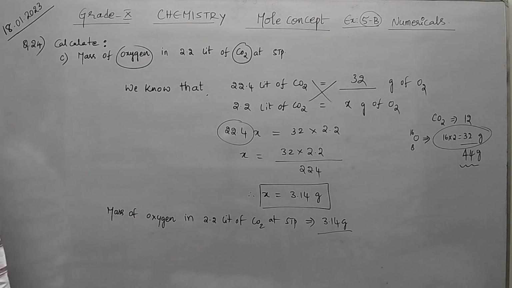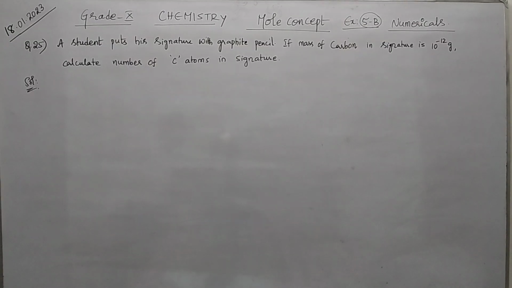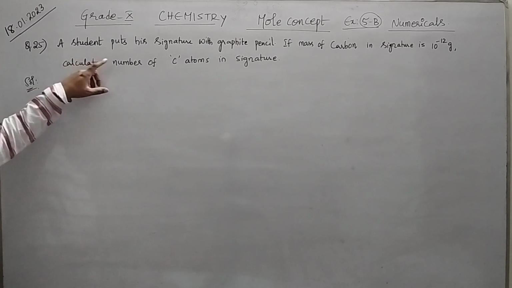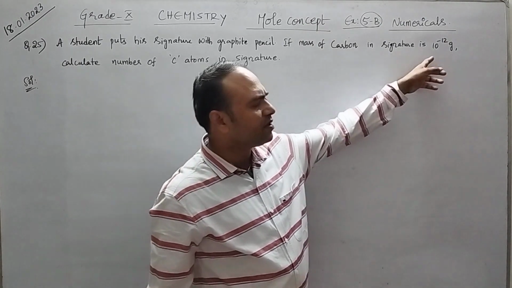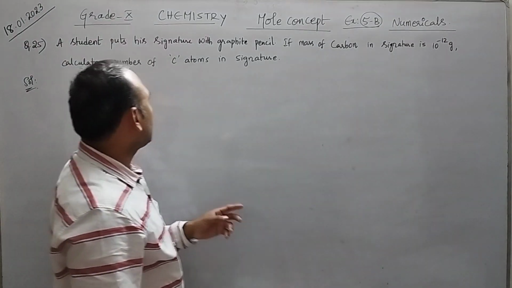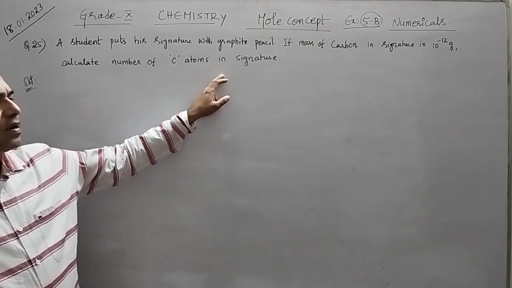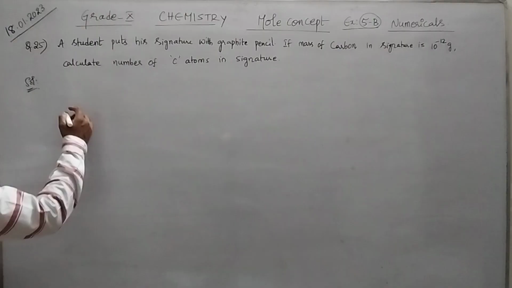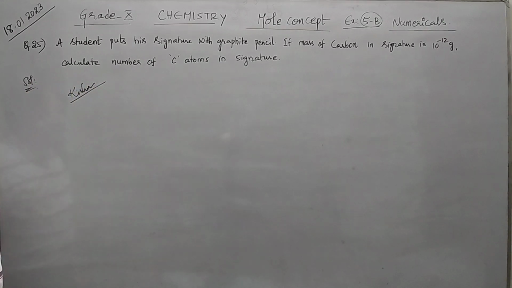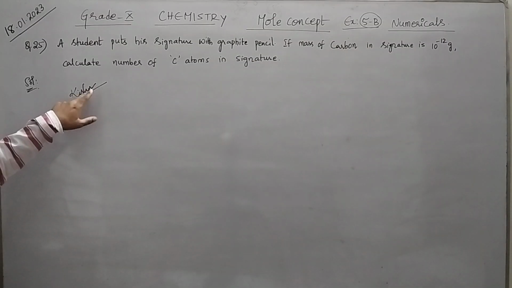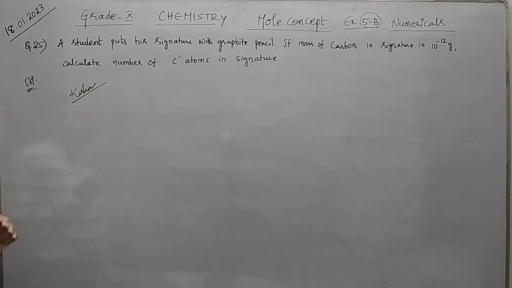Let us move to question number 25. Now question number 25. A student puts his signature with a graphite pencil. If mass of carbon in the signature is 10 power minus 12 gram, they are asking how many carbon atoms are there in the signature. Suppose he is making a signature like this. Fine. Now in this, you have 10 to the power of minus 12 grams, and they are asking how many atoms are present in that.